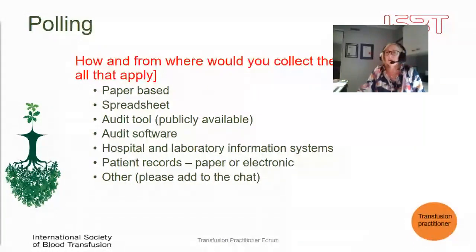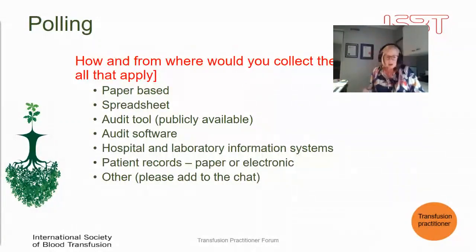So we've just got a few more seconds left there for people to vote, and you can select as many as you wish. And unfortunately, we didn't put all of the above, which we could have to make it easier for everybody. Okay, so here we go. 5% paper-based, 10% for a spreadsheet, 12% using an audit tool, both publicly available or software. 31% would be looking at the hospital and laboratory information systems. 29% would be using the patient records, and 2% may have added some other stuff into the chat for us.